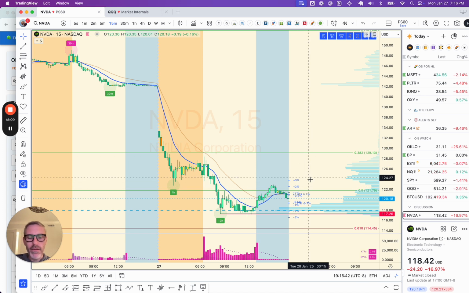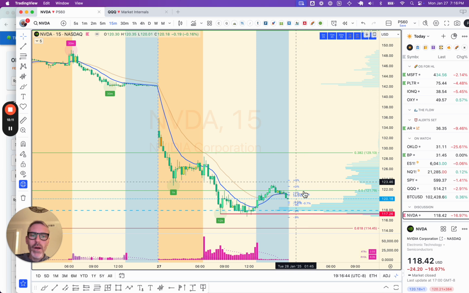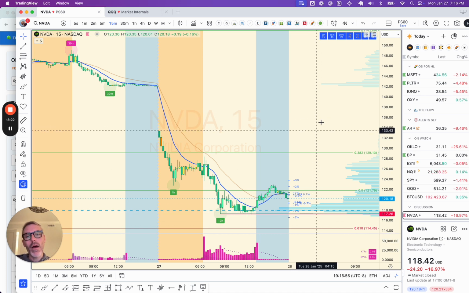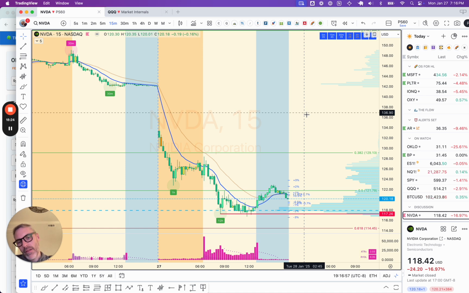I just need to find the right spot. If we do open up within range, I'd be looking for a play against the low of today, tomorrow morning. If we open up below range, I'm interested in a gap and go. If we open up above, I don't know what to do. And I think I'm just going to probably sit on my hands on NVIDIA and not think about it too much.